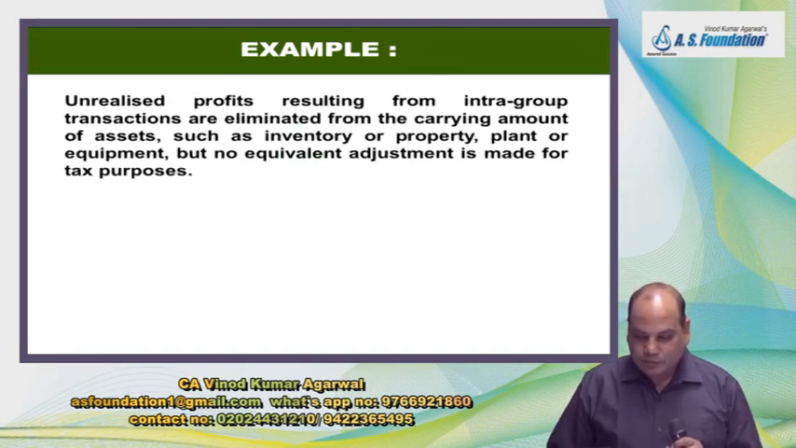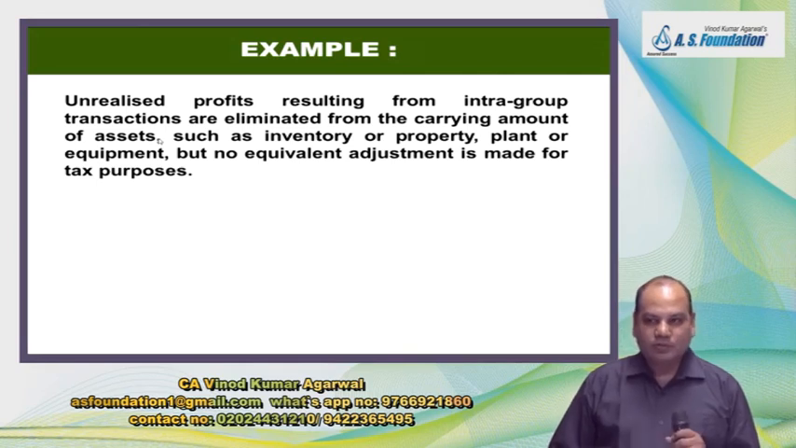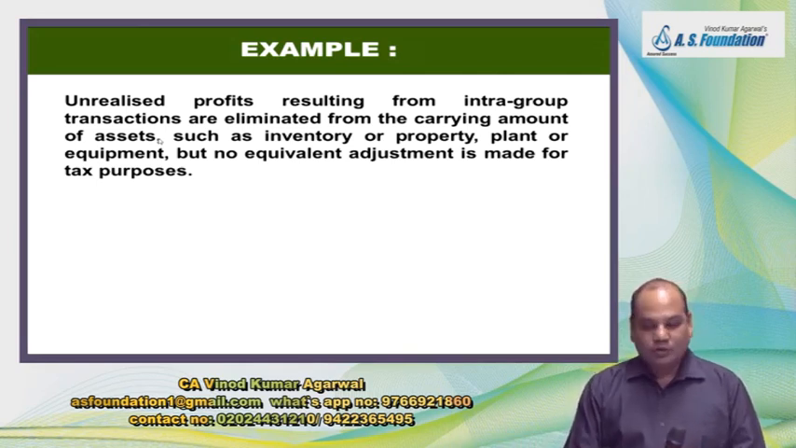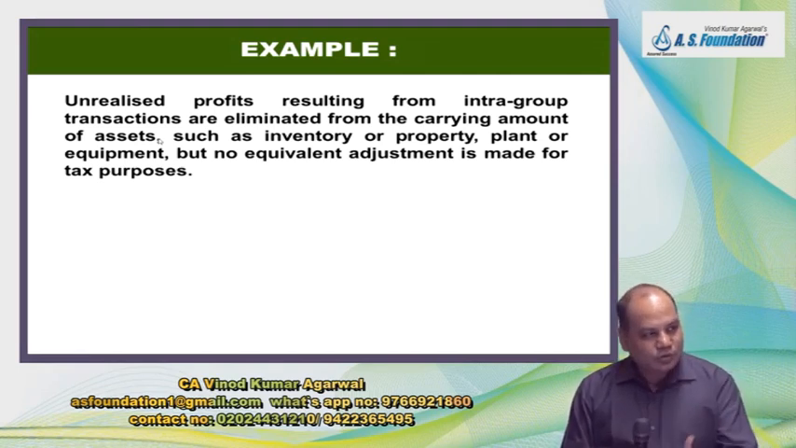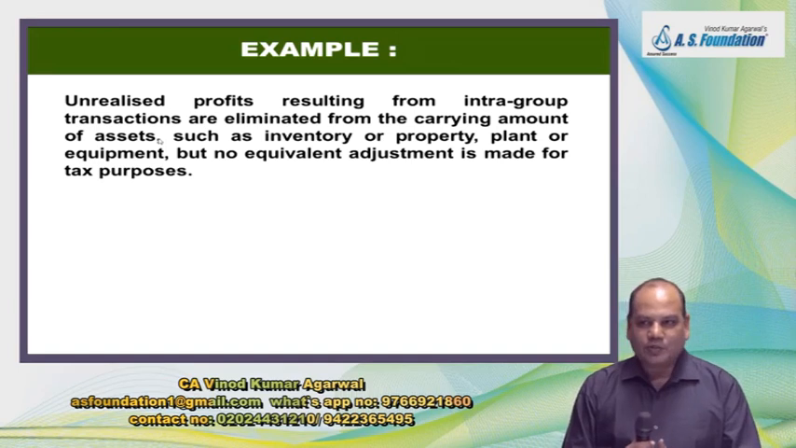One last chance. Unrealized profit resulting from intra-group transactions are eliminated from carrying amount of the asset. Again, tick mark this adjustment, I will require it for consolidation problems very soon. That time they will say parent has sold goods to subsidiary, so we have to eliminate the unrealized profit. But it will also have tax consequence for consolidation purpose. Are eliminated from carrying amount of assets such as inventory or property, plant or equipment, but no equivalent adjustment is made for tax purpose.